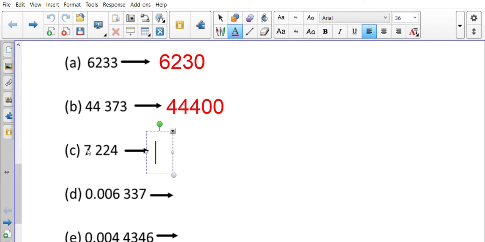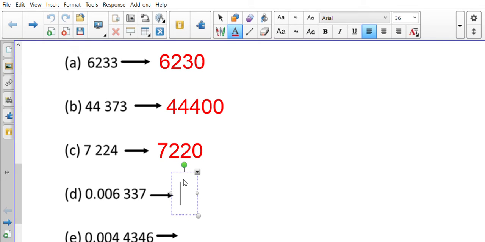Part C, 1, 2, 3. Looking ahead at the fourth, it's a 4. So that 2 just stays the way it is. So 7, 2, 2, and replace the 4 with a 0. So 7,224 rounded to 3 significant figures is 7,220.